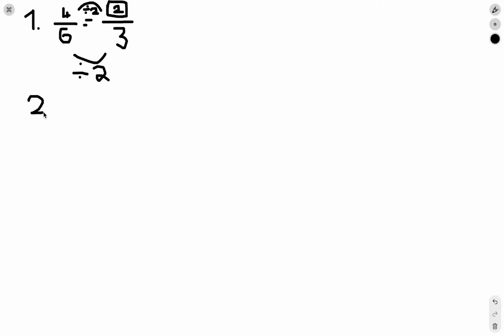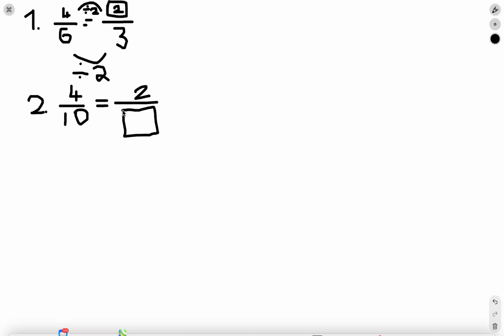Now number 2, you have 4/10 equals what? Well, all it says is it equals 2 over something. Let me put a box there. And again, what they did is they divided it by 2, so that's what I'm gonna do.